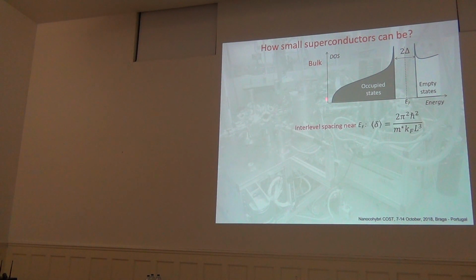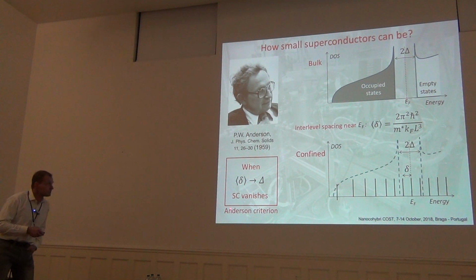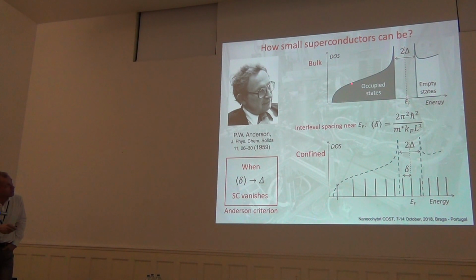So in a bulk material, the mean interlevel spacing in the conduction band is related to K Fermi and the size of the material. It's something you can get very easily considering the limited size. Okay, and in 1959, Anderson suggested that when the interlevel spacing becomes comparable to the delta, to the superconducting gap of the material, it stops being superconducting. The straightforward idea is as follows.